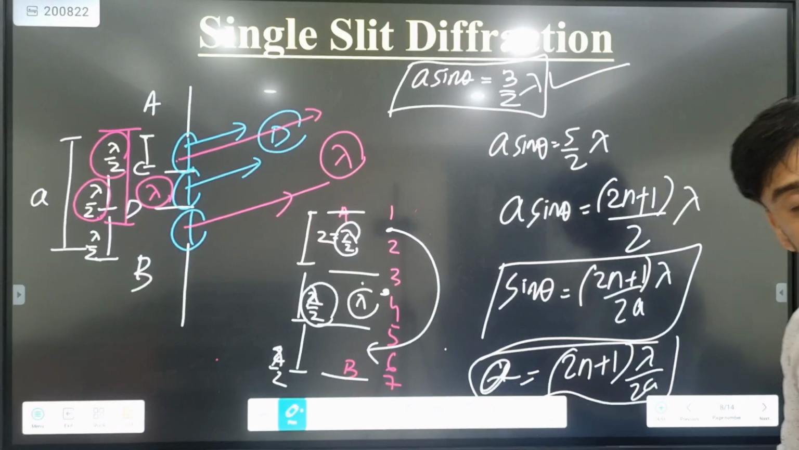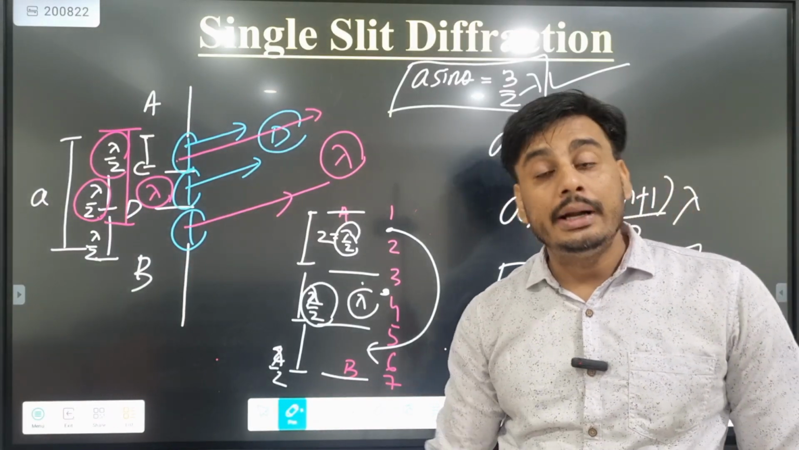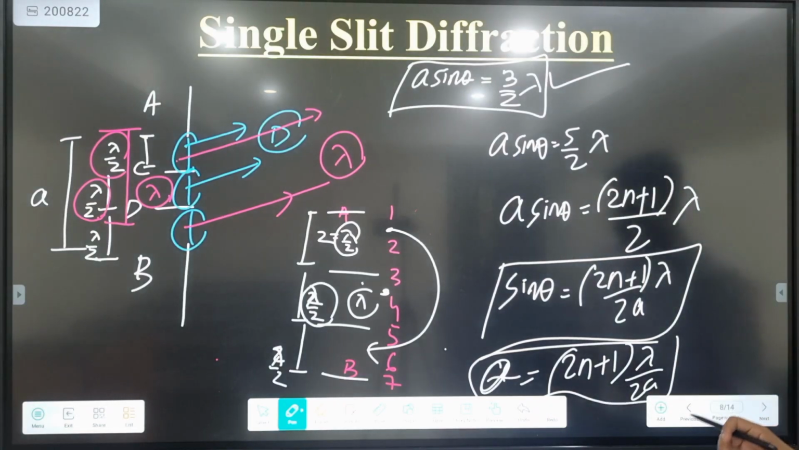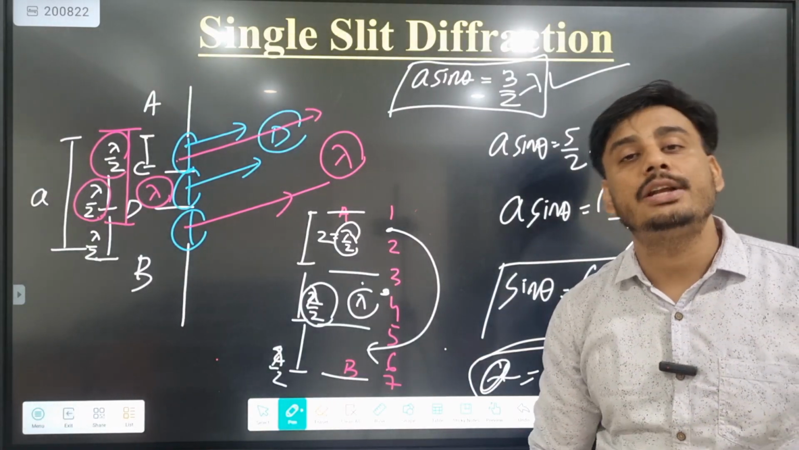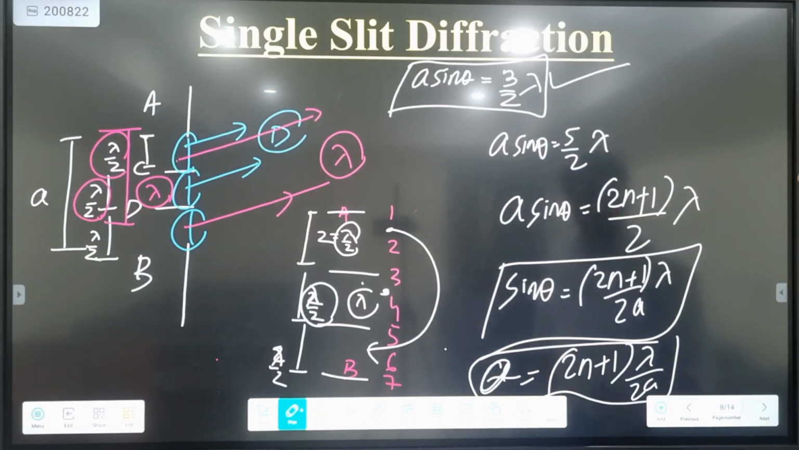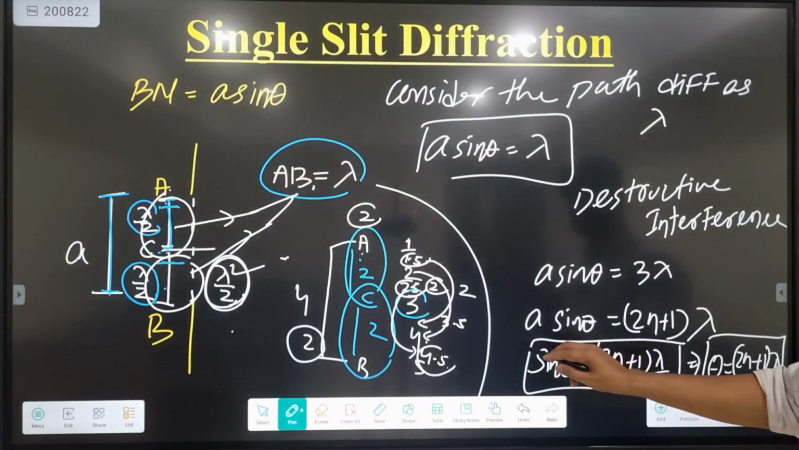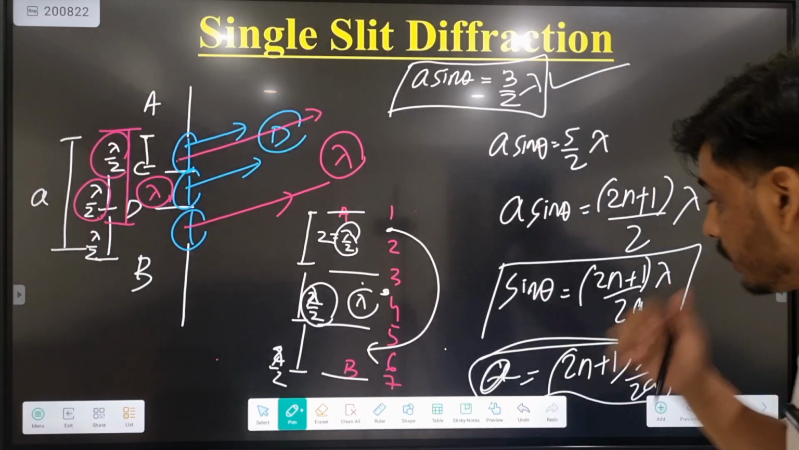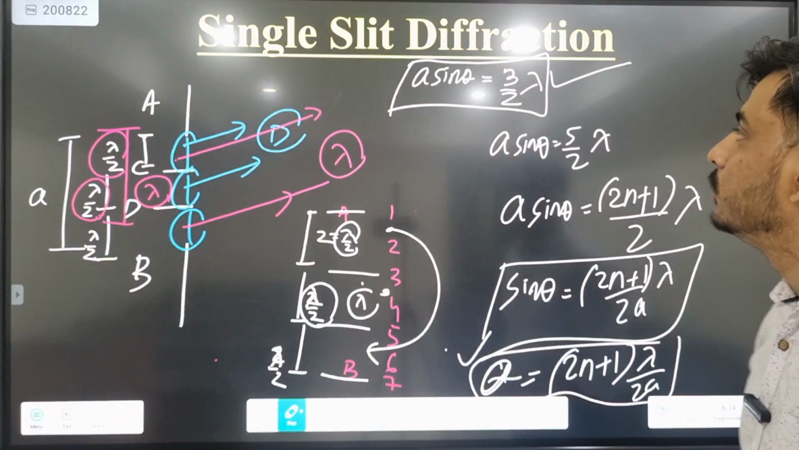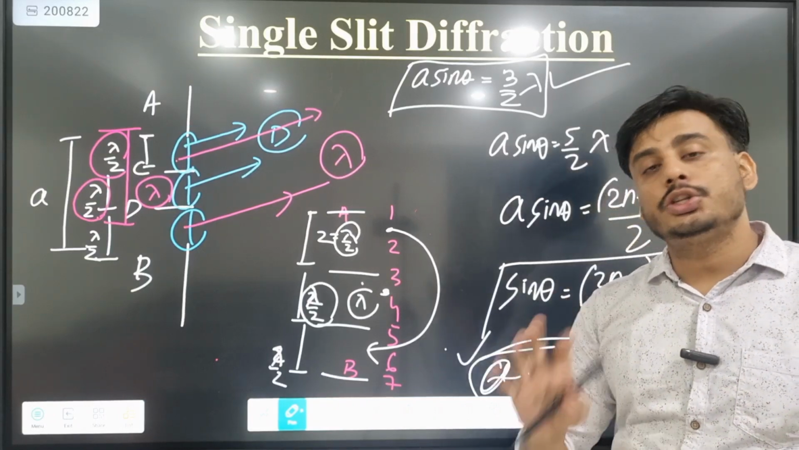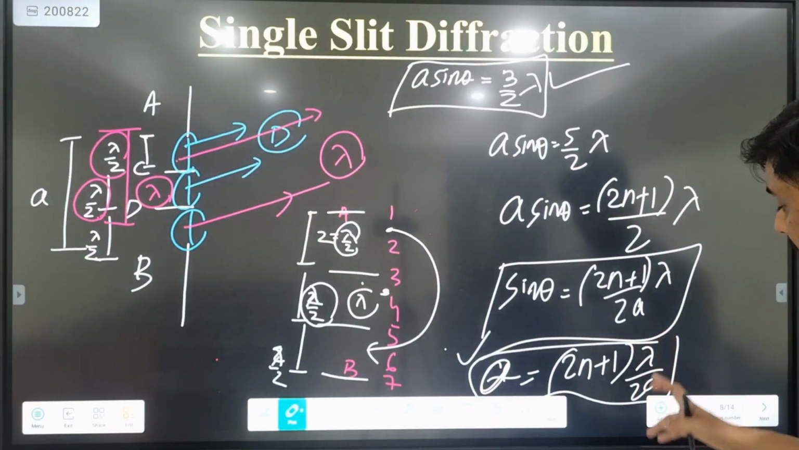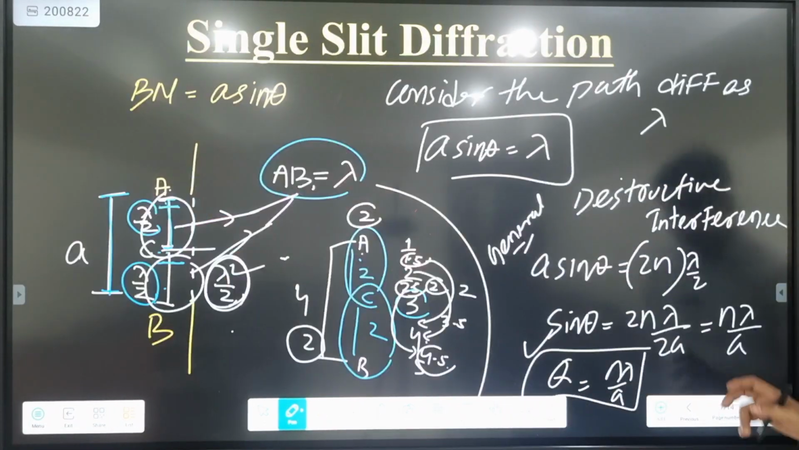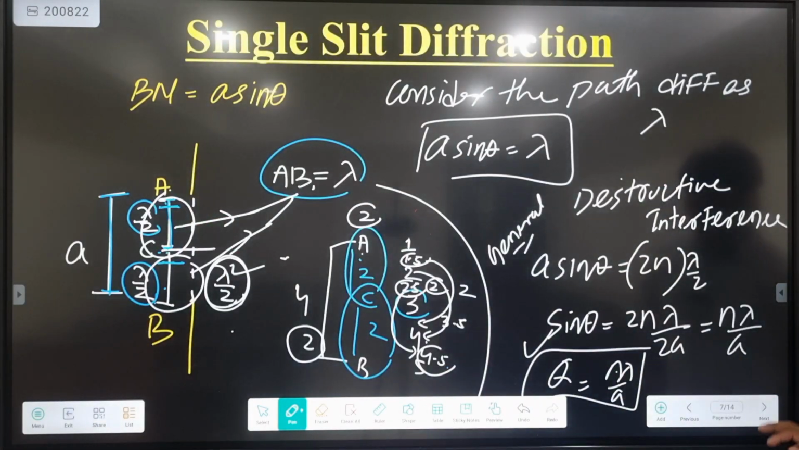So here we will get the positions of dark points. Clear? Here we will get the positions of bright points. So the condition for dark points in a single slit is theta equal to a multiple of lambda by a. Now you get the condition for constructive interference. So you can see the condition for constructive interference is an odd multiple of lambda by 2a, and the condition for destructive interference is an even multiple of lambda by 2a.